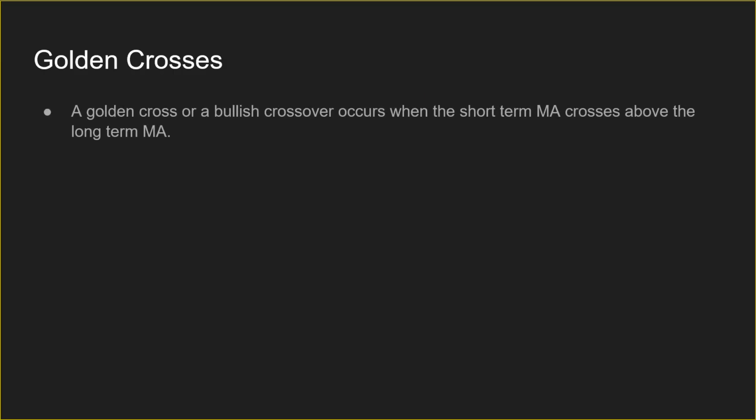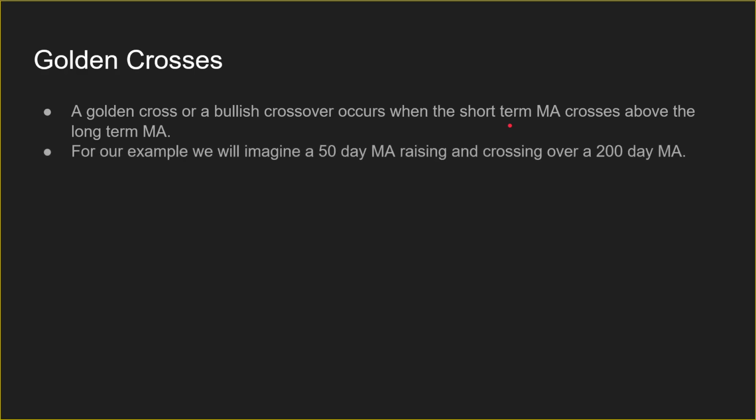Now, one of the crosses is the golden cross. A golden cross, or a bullish crossover, it really depends on what you want to call it, occurs when the short-term moving average crosses above the long-term moving average. For example, imagine a 50-day moving average rising and crossing over a 200-day or 200-period moving average.